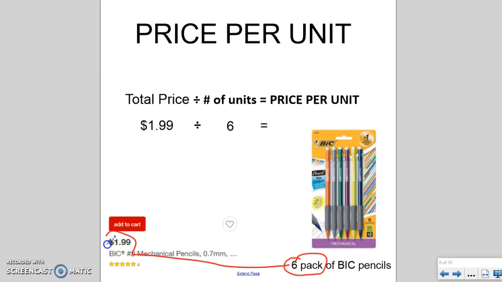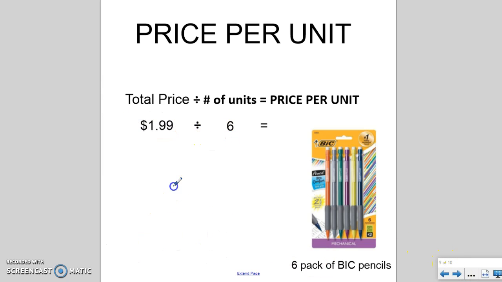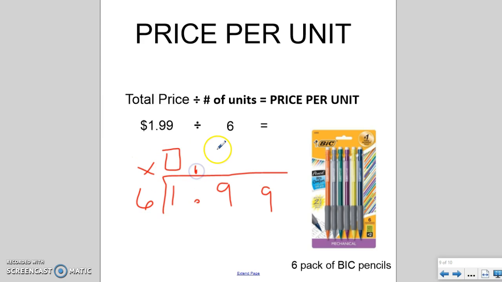It's a 6-pack for $1.99. So we're going to take our total price, $1.99, divide it by 6. So let's go ahead and do that real quick. We have $1.99. We're going to divide that by 6. And digit box, decimal, decimal. Sorry for the sloppiness. I struggle on here. Digit box, digit box.